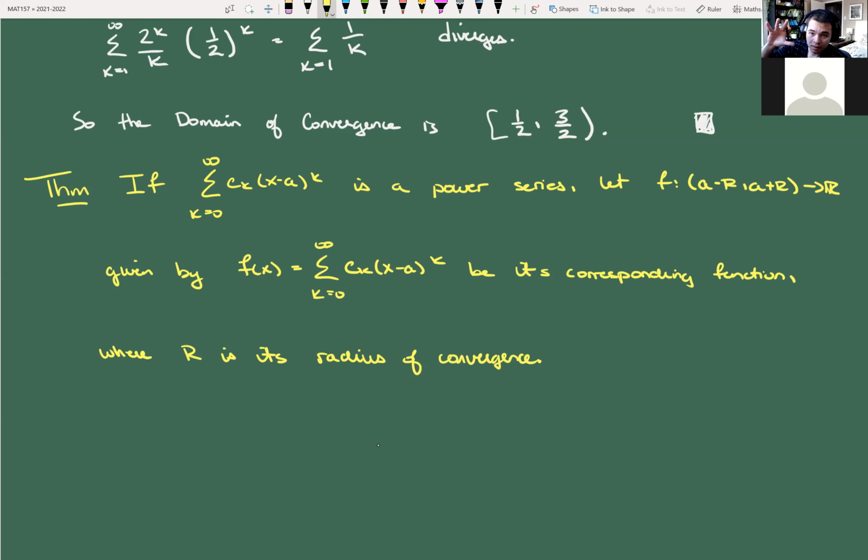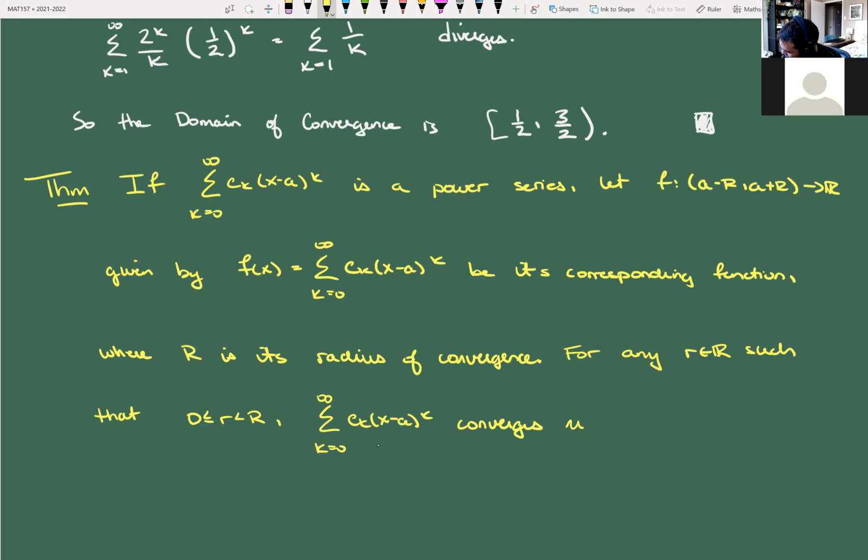Okay, then for any little r between 0 and big R, so for any little r in the reals such that 0 is less than or equal to r is less than R, this series converges uniformly to f on, I should finish that sentence, [a minus r, a plus r], right?